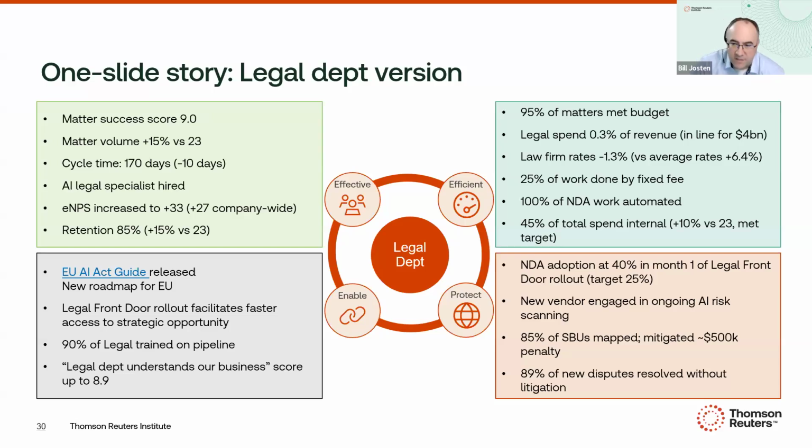In terms of our efficiency, 95% of our matters met budget. That's the banner headline, right? That's what we want to talk about. We're very conscientious stewards of the overall finances of the business. 95% of our matters met budget. Legal spend is only 0.3% of revenue. That's in line for businesses of our size. We're about a $4 billion a year business.